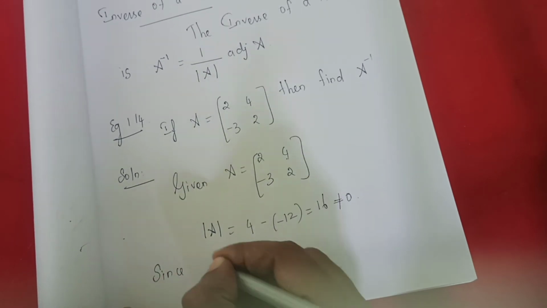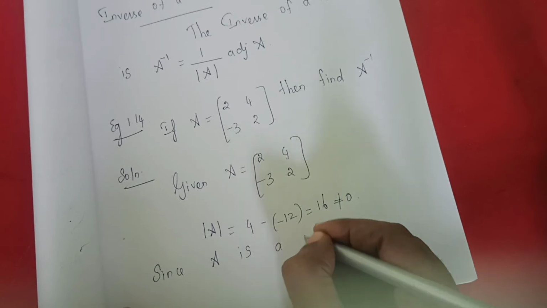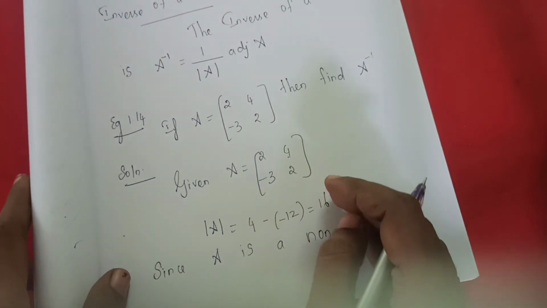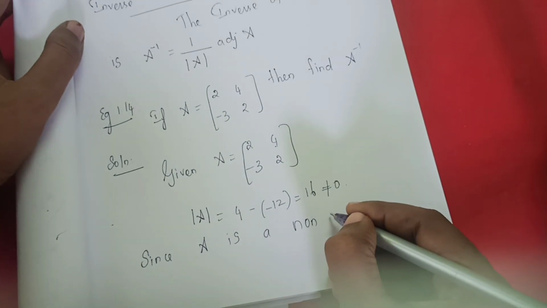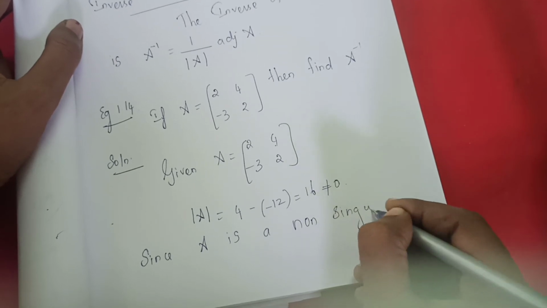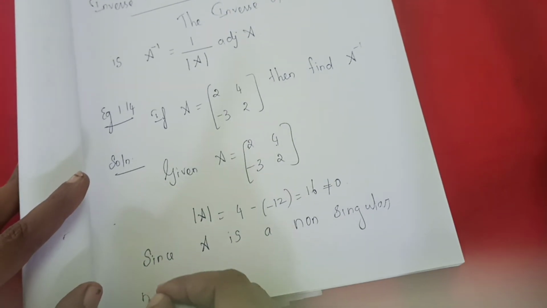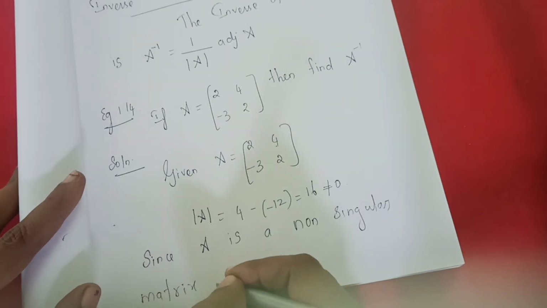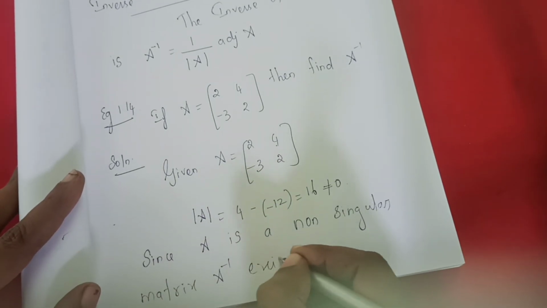So since A is a non-singular matrix, A inverse exists. Okay, so A is non-singular. If it is singular, it means the determinant is equal to 0, is it right? A is non-singular, therefore the inverse exists. Now we are going to find the adjoint of A. For a 2 by 2 matrix I have taught you the simple method, so we can do it by the simple method.